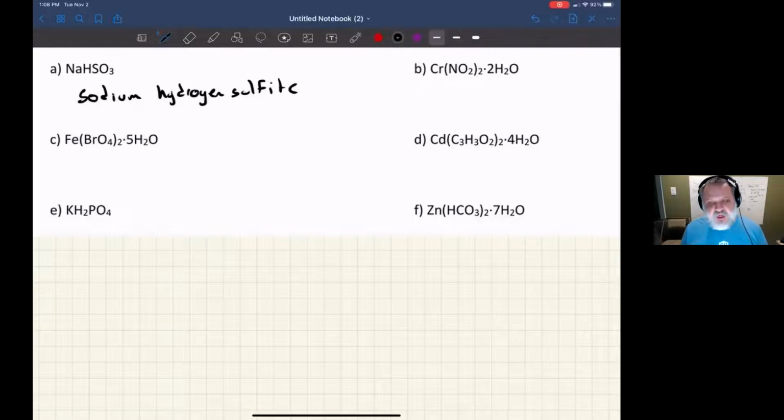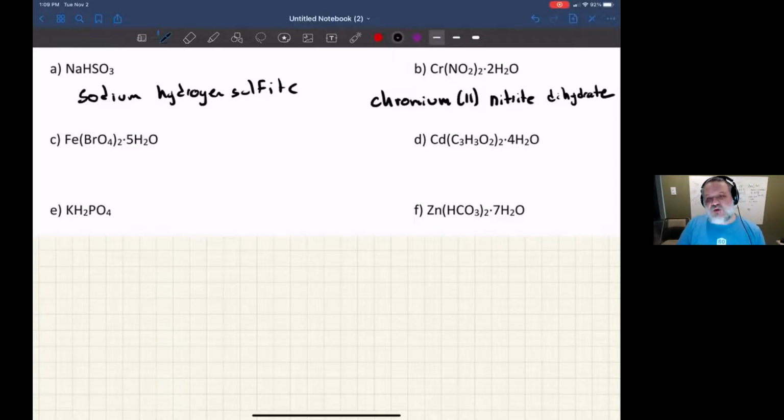The next one is a hydrate. It's nitrite and chromium ion together, but we don't know the charge on chromium ion because it's a transition metal. But we do know the charge on nitrite is -1, and there's two of them. So the charge on chromium must be +2. So it's chromium(II) nitrite. And then I need to tell the reader how many waters of hydration there are. And so I say dihydrate. So it's chromium(II) nitrite dihydrate.